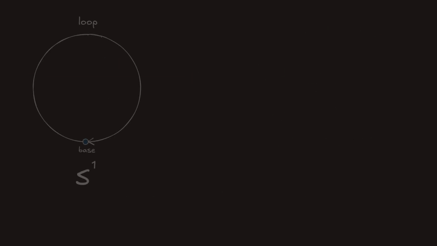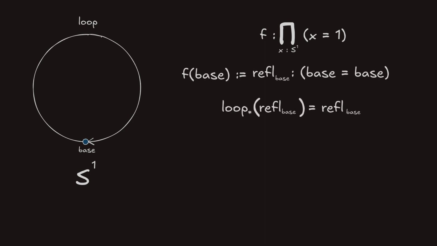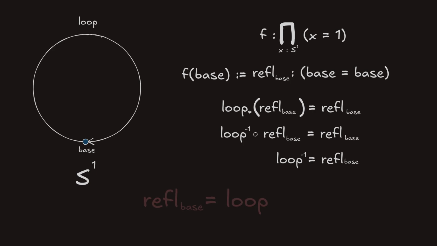But what about the circle type? Well, it turns out if you want to prove that S1 is contractible, you have to prove that refill base is equal to loop. But we cannot do so since there's a hole in the middle. In other words, for a type to be contractible, not only do all the terms need to be connected, all the holes need to be filled.